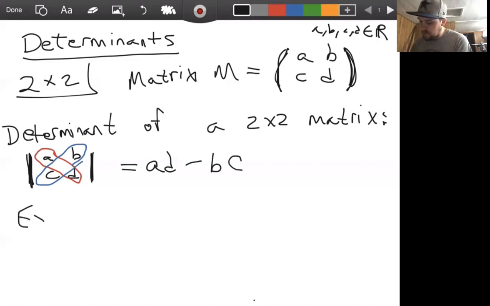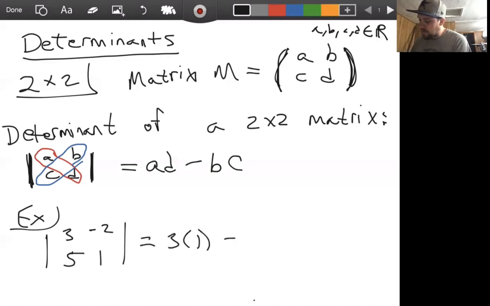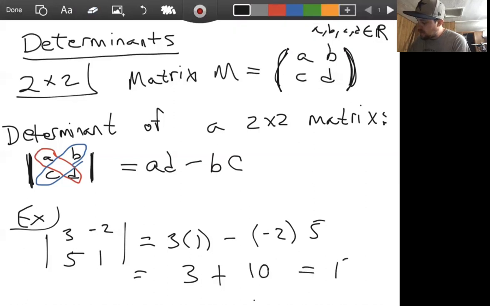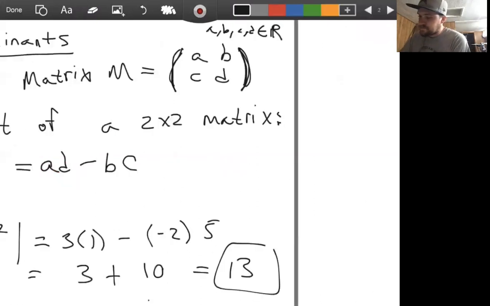A very quick example: let's calculate the determinant of the matrix 3, -2, 5, 1. It's AD, so 3 times 1, minus BC, so -2 times 5, which gives us 3 plus 15. That's not how you multiply. That would be 3 plus 10, which is 13. And so the determinant of this matrix is 13.